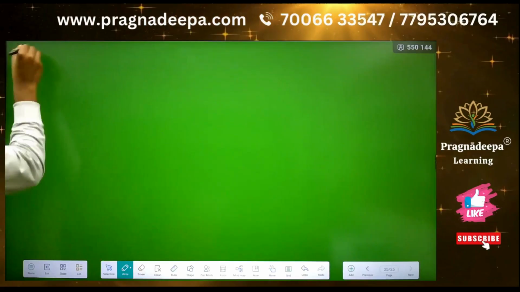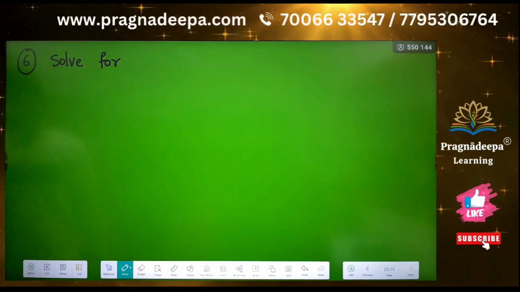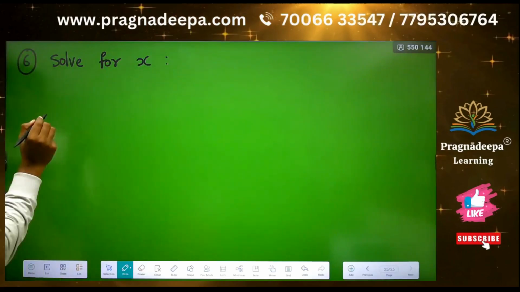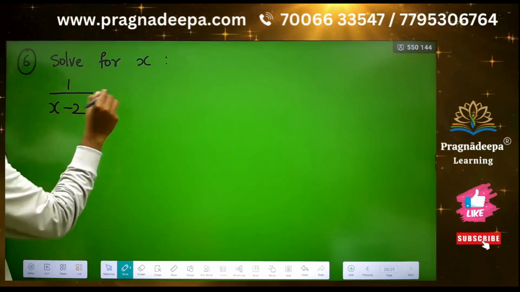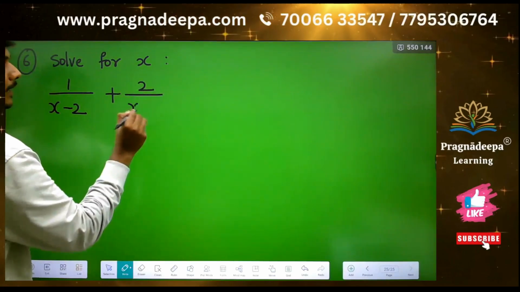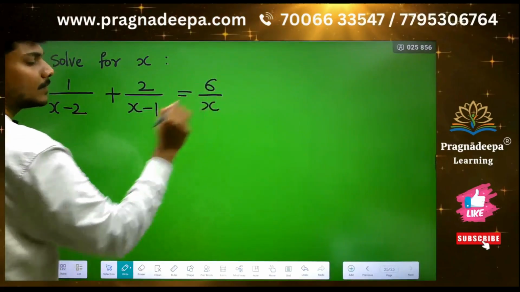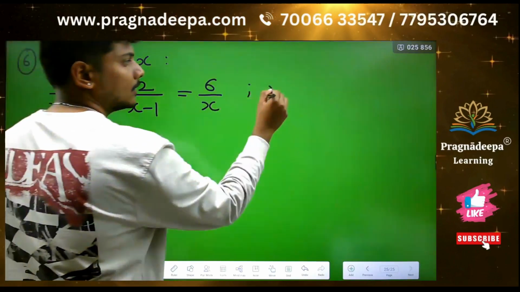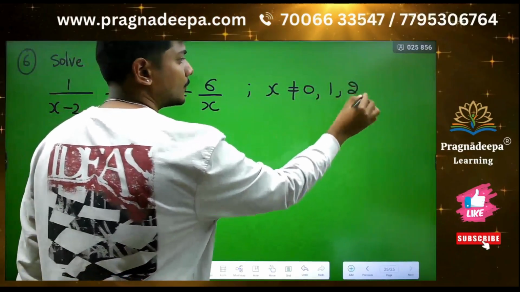Sixth one, solve for x. They have given the equation 1 by x minus 2 plus 2 by x minus 1 is equal to 6 by x, where x is not equal to 0, 1 and 2.